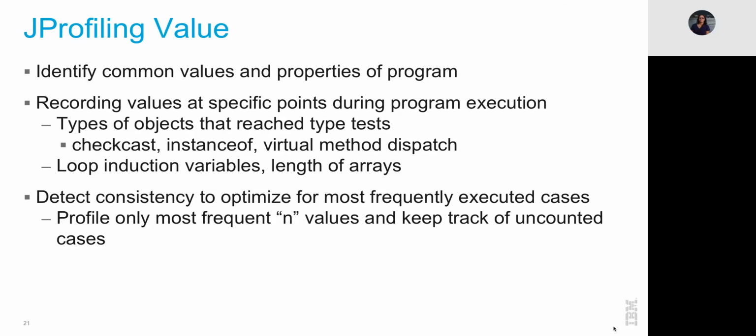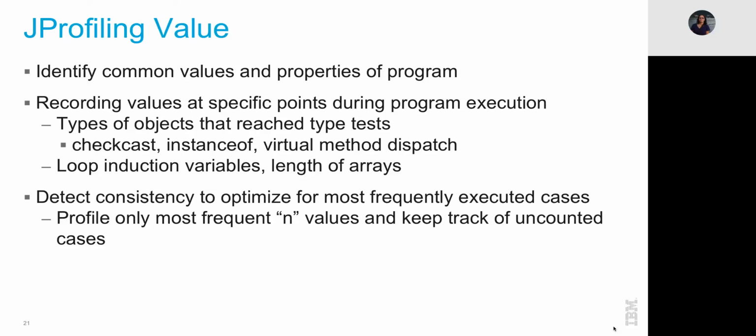So from given value profiling information, only a small set of information is of interest, so that the compiler can use that information to generate better code. Lack of this consistency suggests that there are no commonly executed cases present in the method body that the optimizer can exploit. So using this idea, JProfiler only profiles the most frequent n values, where n is a small integer, while keeping track of uncounted cases. That also provides us information about the inconsistency.